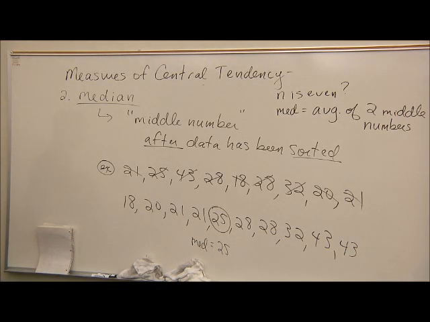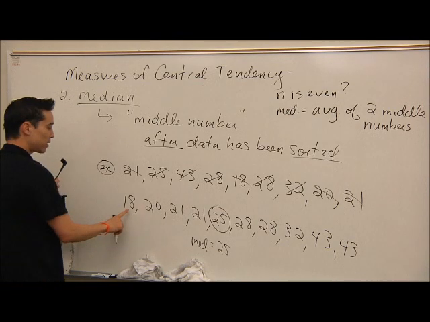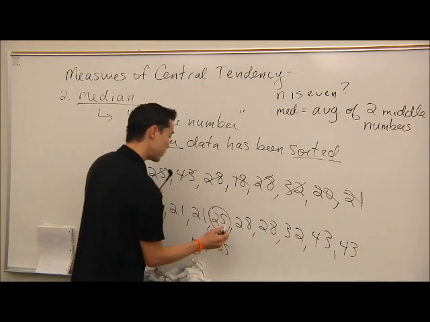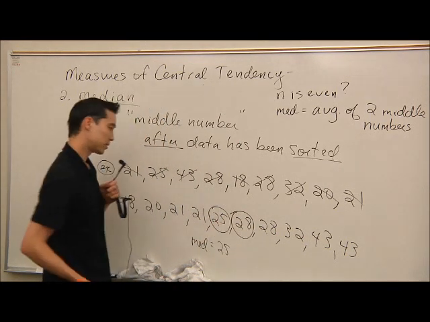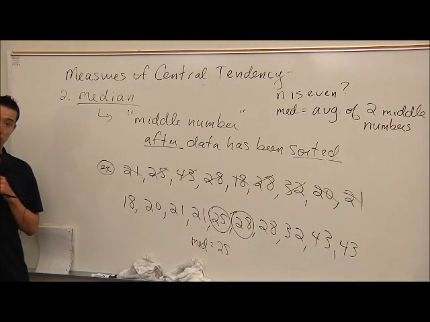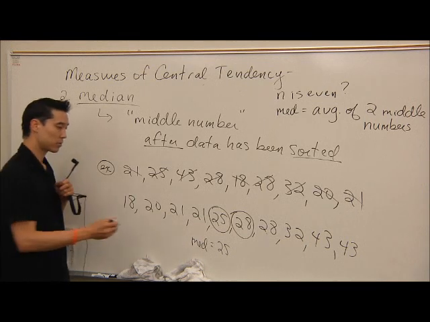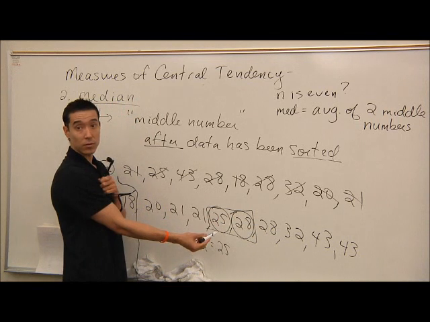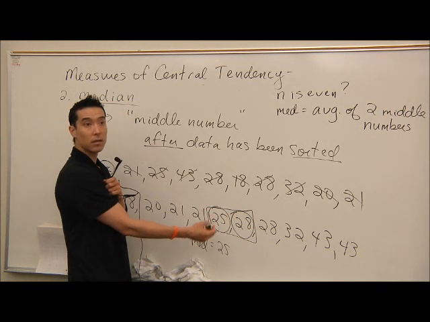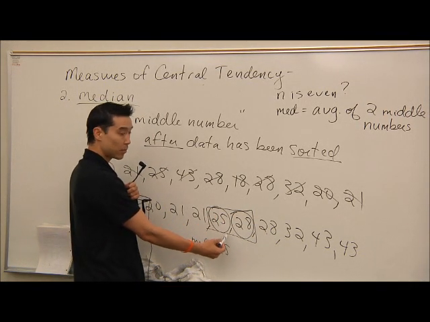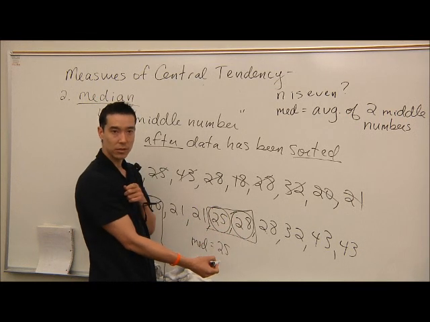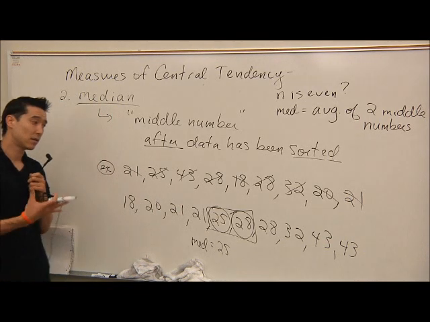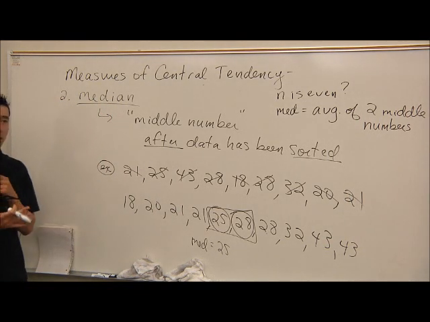2 middle numbers. So notice here, now I have 10 numbers, 1, 2, 3, 4, 5, 6, 7, 8, 9, 10, which means 25 and 28 are the 2 middle numbers. The median is going to be the average of those 2 numbers. So you can do 25 plus 28 and divide by 2, and that's going to be your median. And that's going to handle every case. If you have an even amount, that's how you do it. If you have an odd, it's just the middle.